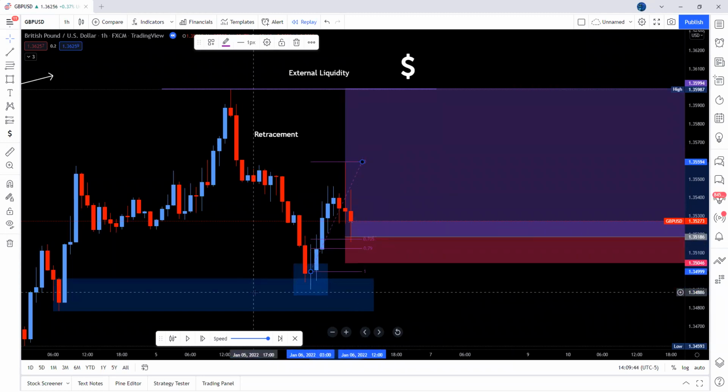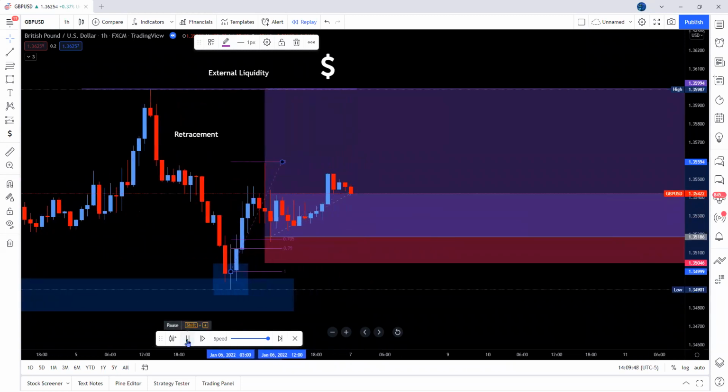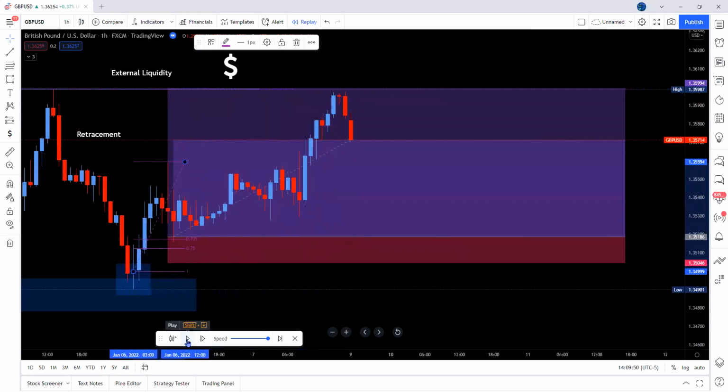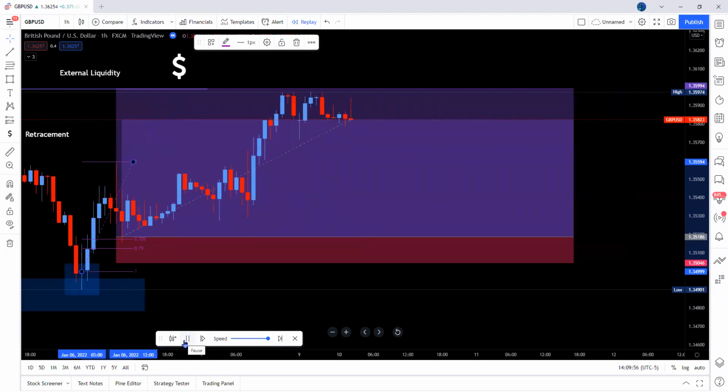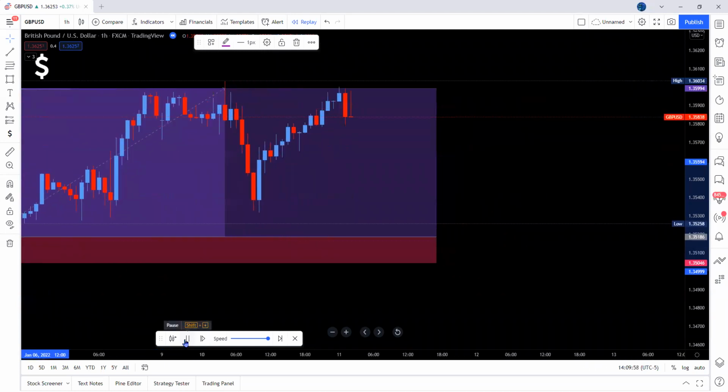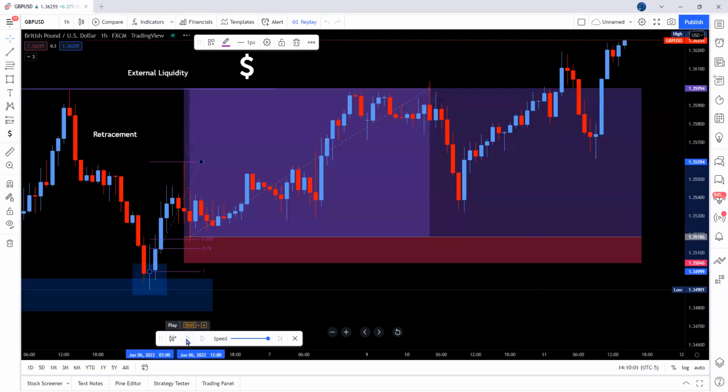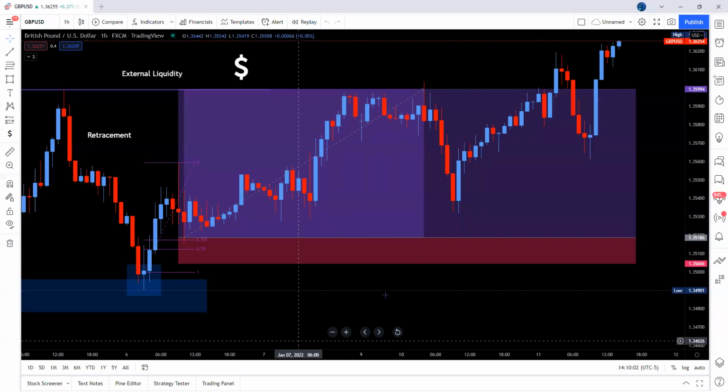Now from there, very easily what we can see is that after this, price stalls for a little bit and ends up going up and almost touching our target. From there we see some strong retests, some strong retracements, and that's where we are now.